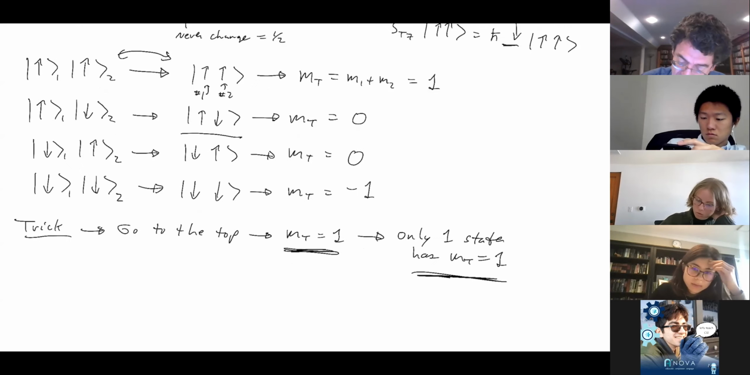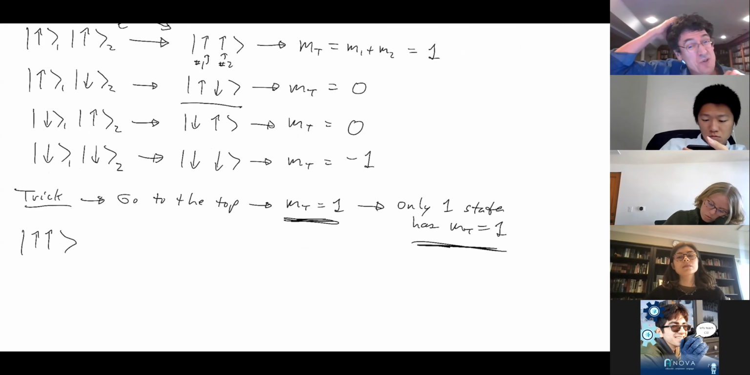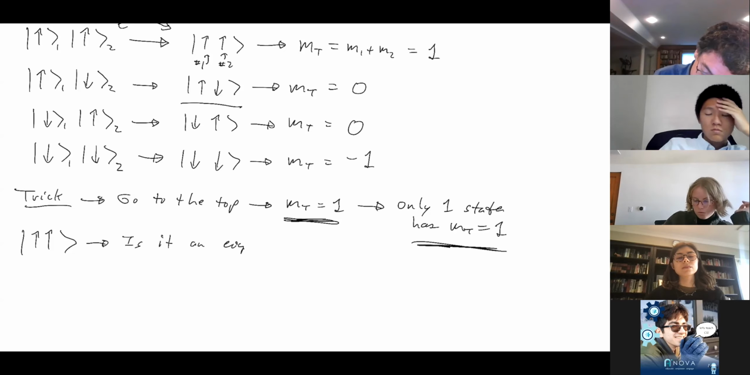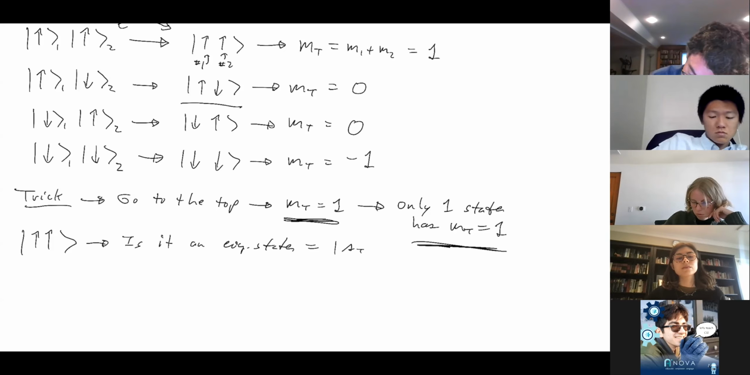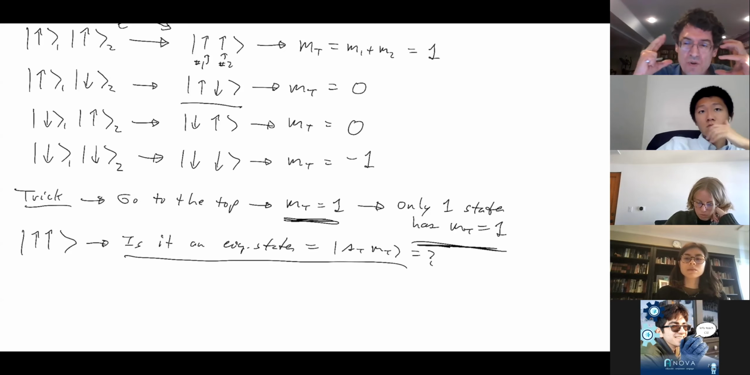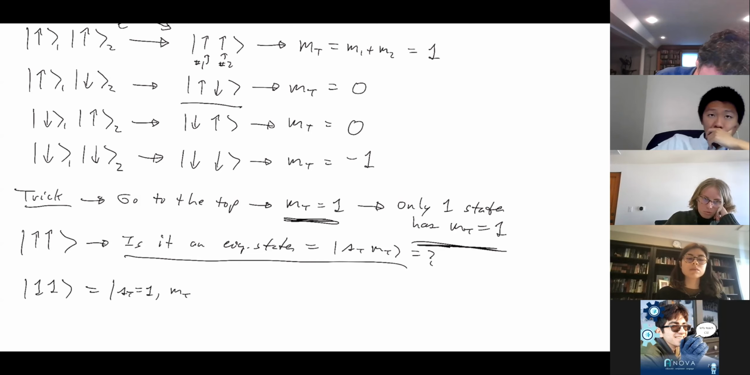Now, there's only one state, and that state is this state, up, up. And here's the trick. I'm going to ask you, is it an eigenstate of these operators, S total squared and S total Z? And the answer is that it is an eigenstate. The reasoning is slightly tricky, because what we're going to say is that this state is equal to the eigenstate S total equals 1 and M total equals 1.